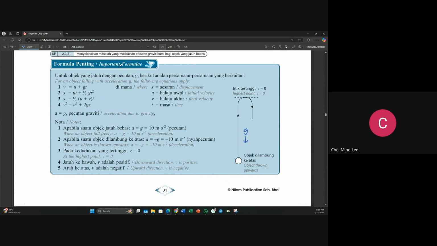All right, so I'll try to jot this down. This one we already had, you don't need to copy this, because they just change the a into g only. So you just jot down the note and this. But change 10 into 9.81.